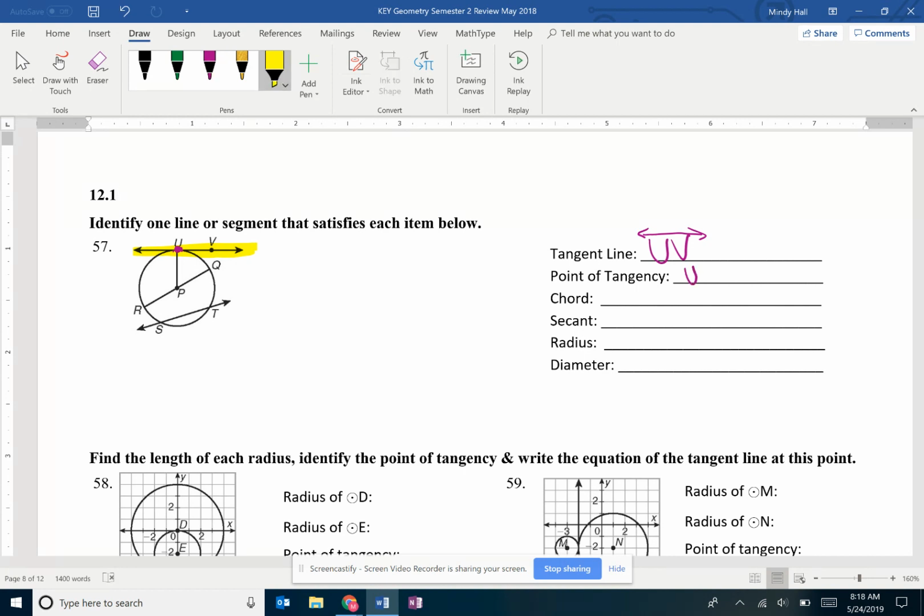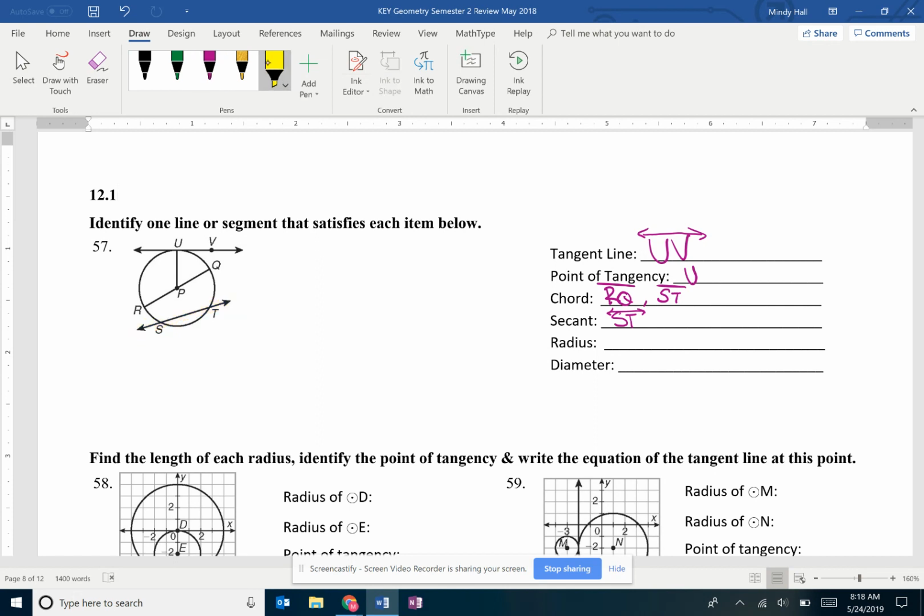For chords, you have a couple options. I'm going to erase this so that we can understand, but you have RQ because its endpoints are in the circle, or you also have ST. But notice both of those are line segments. So we have RQ, ST. Now, secant is also ST, but it's going to be this entire line. So when we write it, we write ST with the little arrows on the top.